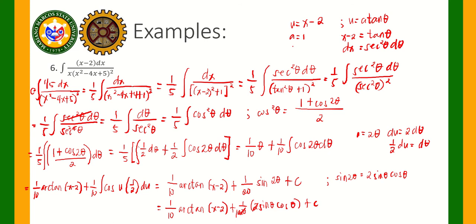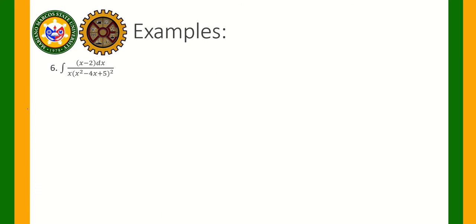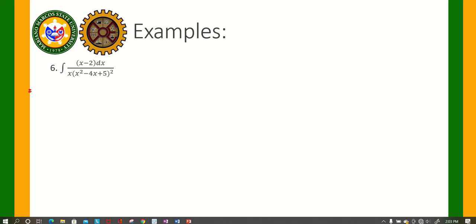Okay? So, this is equal to 1 over 10 arctan(x minus 2) plus 1 over 10 sine theta cosine theta. So, and then plus c. We'll add the plus c later.